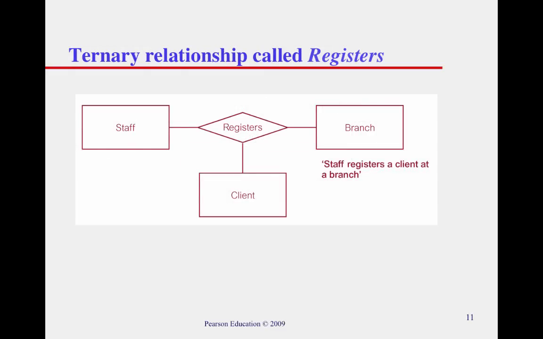What's new? The diamond. So if you have a relationship of degree 3 or higher, you use a diamond to represent the relationship, and the relationship name goes in the diamond. Notice again the use of the verb here. Registers is a verb. And you no longer have an arrow. So it's now undirected. So this is an example: a staff registers a client at a branch.